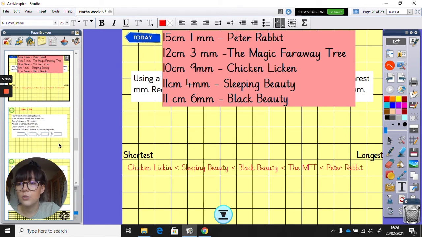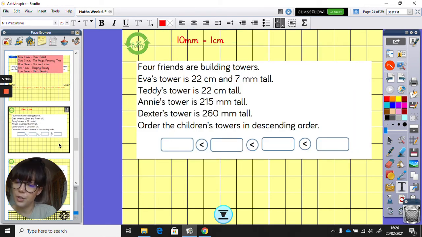So now it is your turn. I'm going to read you the question and then I would like you to work out the answer. 4 friends are building towers. Eva's tower is 22 centimetres and 7 millimetres tall. Teddy's tower is 22 metres tall. Annie's tower is 215 millimetres tall. And Dexter's tower is 260 millimetres tall. Order the children's towers in descending order. So that means it's asking you to start with the smallest amount and go up to the biggest one, if you can see the signs.